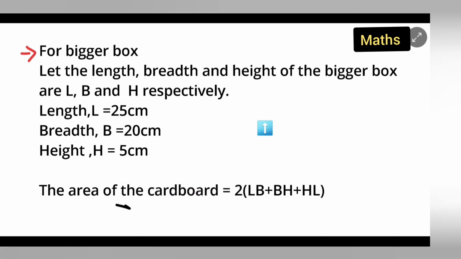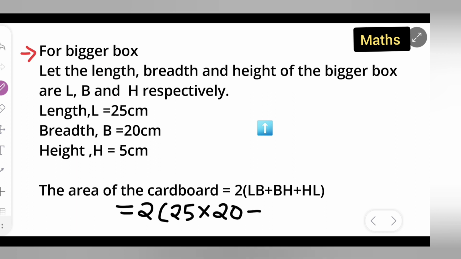Basically this is equal to twice. In the bracket you all can write down your length is 25 multiplied by your breadth is 20, plus 20 multiplied by your height is 5, plus your height is 5 multiplied by your length is 25. Put the bracket. Outside you can put centimeter square.